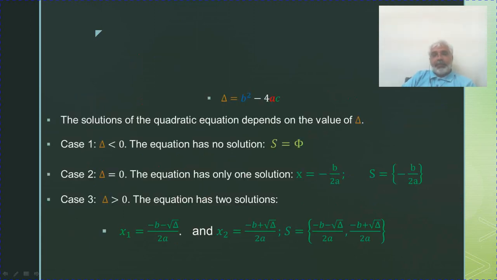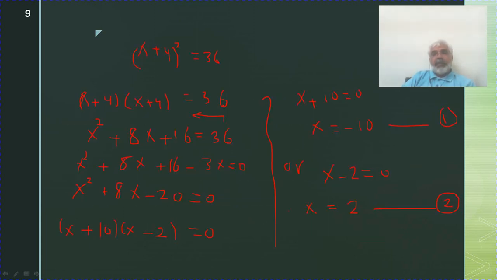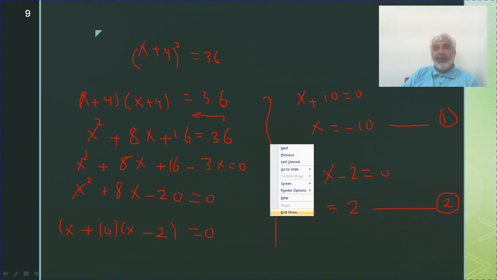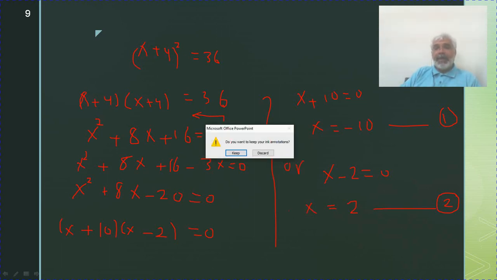Okay, I'll stop here, and in the next video we will discuss how to solve a quadratic equation by using the quadratic formula.